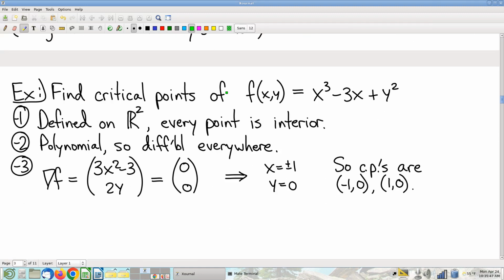Let's see here. This function's defined everywhere. The domain is the entirety of R2, which has no boundary. Therefore, every point's in the interior. Therefore, we don't have any boundary critical points because there is no boundary. All right, so that was easy. This is a polynomial. Polynomials are differentiable everywhere. So there's no differentiability failures either. Right? All right. Now notice how easy it was to check these first 2. It's just mostly a matter of writing it down and observing, yeah, there's no problem. Right? So easy to do.